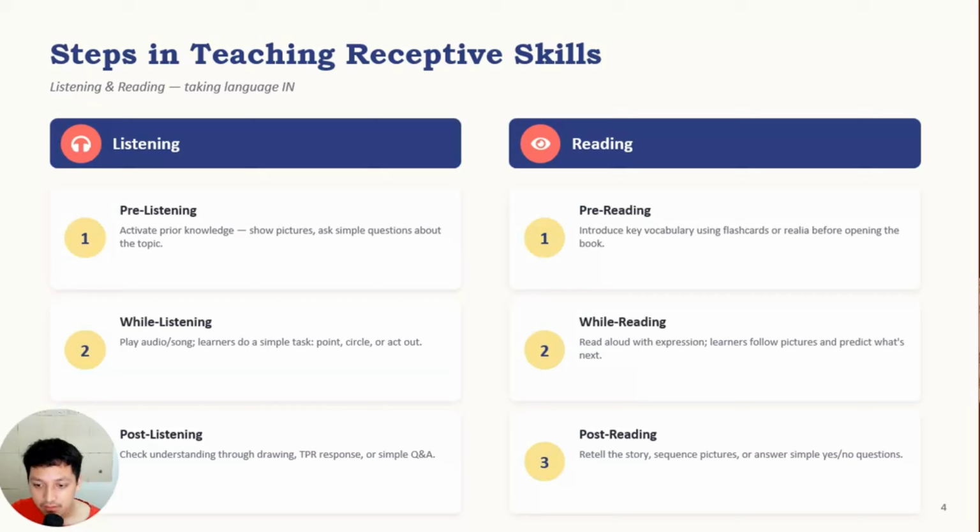It's basically the same pattern for reading. For pre-reading, introduce vocabulary first using flashcard. While reading, read aloud with expression. Learners follow pictures and predict what next. Okay. The post reading is they retell the story or answer simple yes or no question. So you can see both follow the same three-stage pattern: before, during, and after.